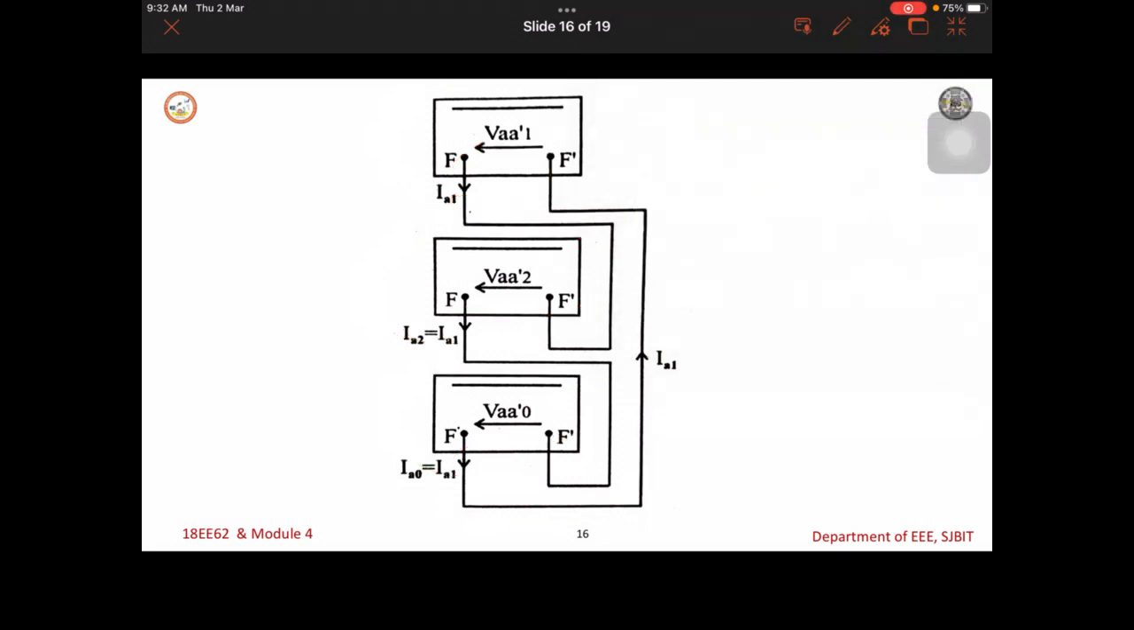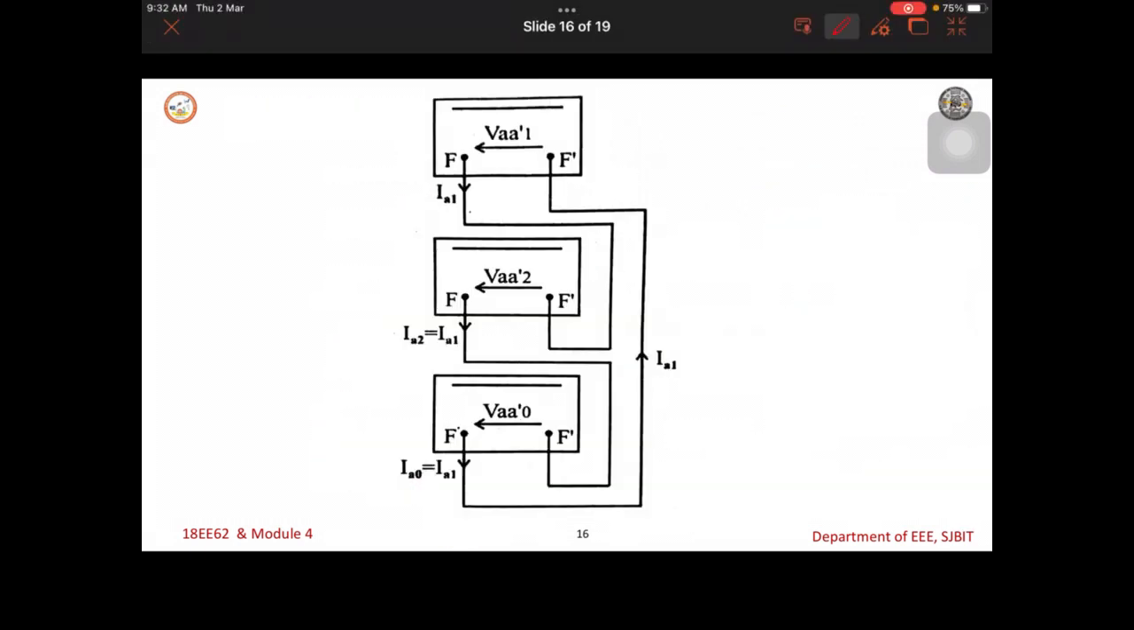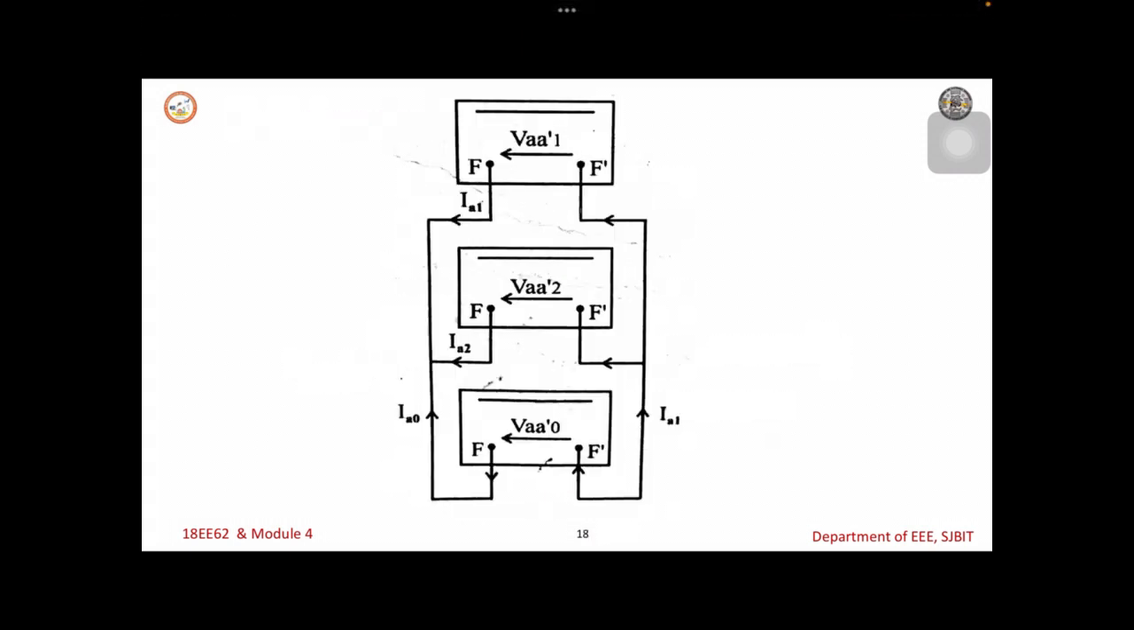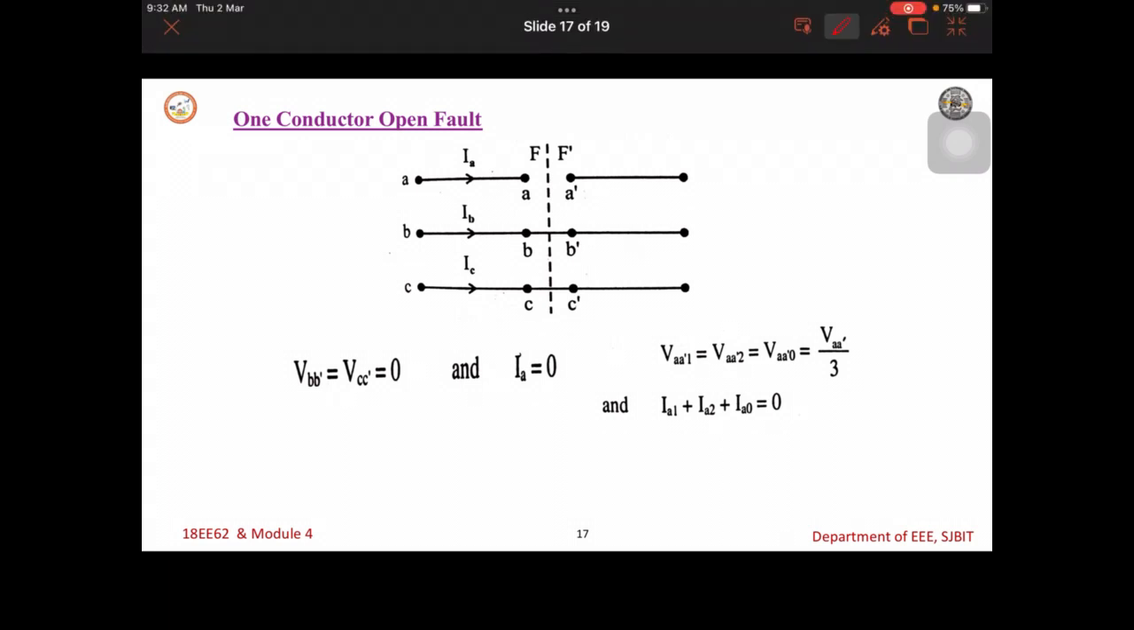It is easy to mark the terminals, that is, this is the positive sequence component VA1, negative sequence and zero sequence. So FF dash, IA1, IA2 and IA0. Like this you can write the positive, negative and zero sequence values. So with this, suppose you consider a one conductor fault in the same lines, you can analyze.